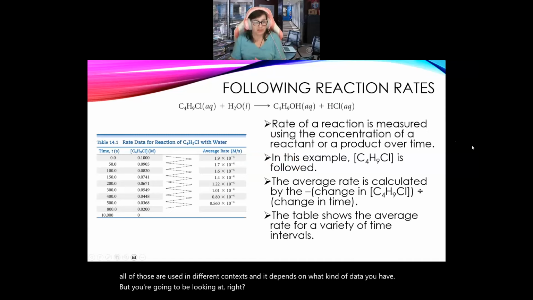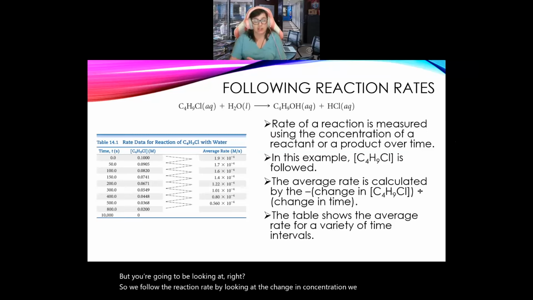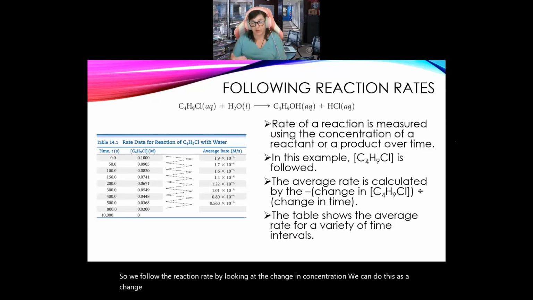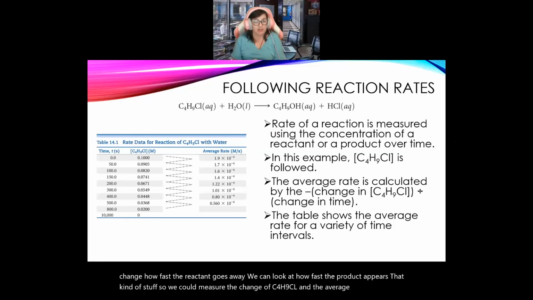So we follow the reaction rate by looking at the change in concentration. We can do this as a change in how fast the reactant goes away. We can look at how fast a product appears, that kind of stuff. So we can measure the change of C4H9Cl, and the average rate is calculated by the change in concentration over change in time. And the table shows the average rate for a variety of time intervals.